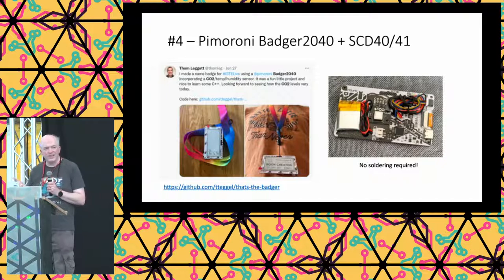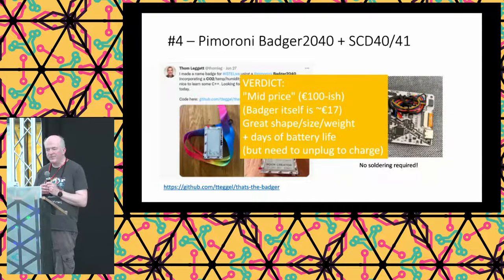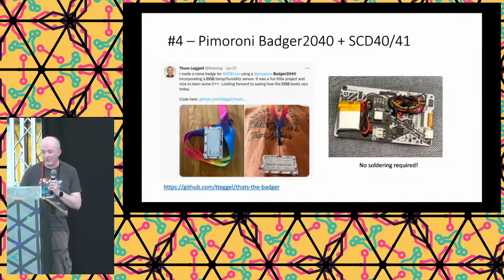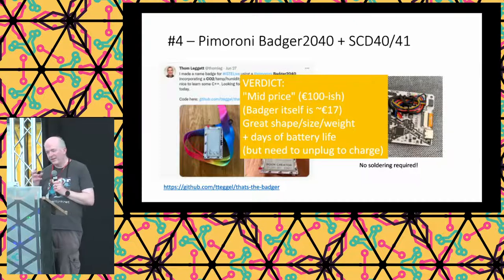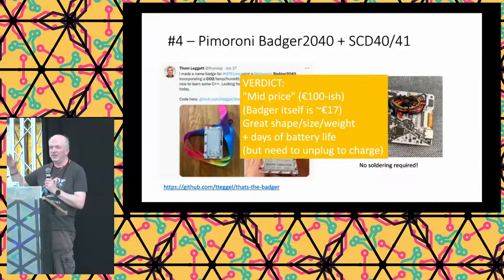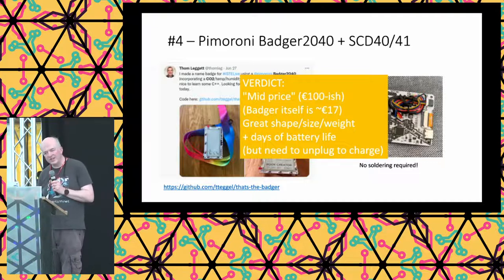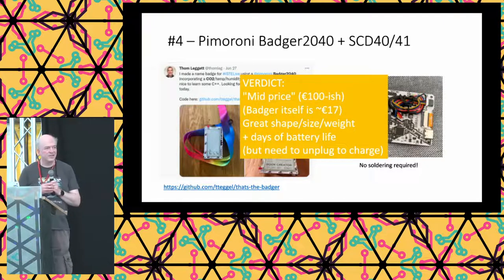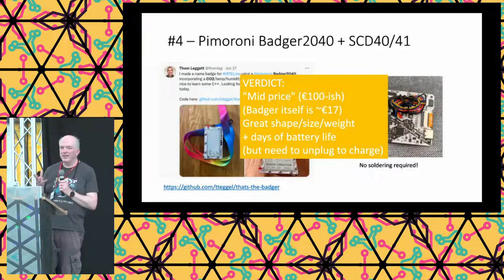It's got the Stemma QT connectors, so you can plug all kinds of stuff into it. And the Badger itself is only like 17 euros, so you might not want to plug an expensive CO2 sensor into it. This is the problem still. The CO2 sensors, even this newer generation you'll see here, the SCD40, the one I'm using, and there's now an SCD41, they're a little bit expensive, so maybe 50, 60 euros. So we'd like this to be something that really could be mass produced so that everybody could have one. This is still a little bit expensive, but maybe if you order 10,000 of them, we could get that price down a little bit. It's great, like I said, it's great size, shape, weight, and crucially, because it's an e-ink screen, it will run for days and days on that one battery.